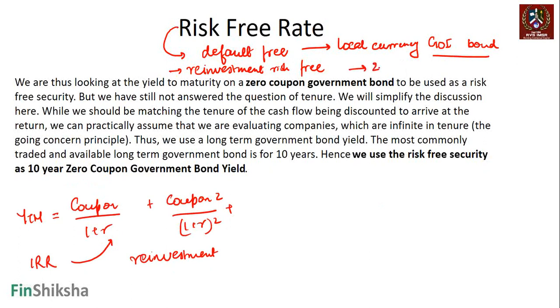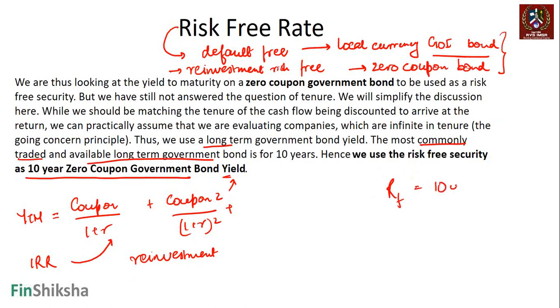To eliminate that, we use what is called a zero coupon bond, right? So a zero coupon bond is considered a risk-free security. Typically, we take the longest possible tenure. We use a long-term bond and the one bond which is actively traded, right? So the most commonly traded and available long-term bond which satisfies these two conditions is the 10-year zero coupon government bond, and the yield on that is basically considered the risk-free rate. So risk-free rate is the 10-year zero coupon GOI bond yield.